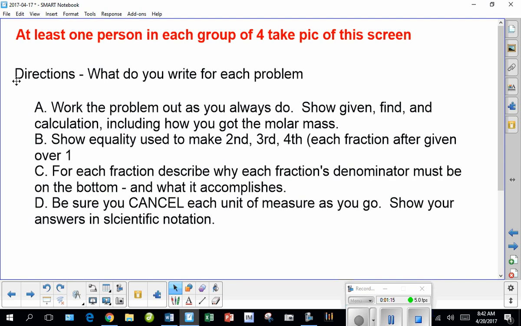And maybe we should go back there and just go through it real quickly. You're going to work a problem out just like you always do. Give and find the whole works, including how you got the molar mass. Show equalities that you use, and I'm going to demonstrate all this to you, but I'm just stepping you through it right now. For each fraction, describe why each fraction's denominator must be on the bottom and what it accomplishes. So be sure you cancel each unit of measure as you go, just like we always do, and show your answers in scientific notation.